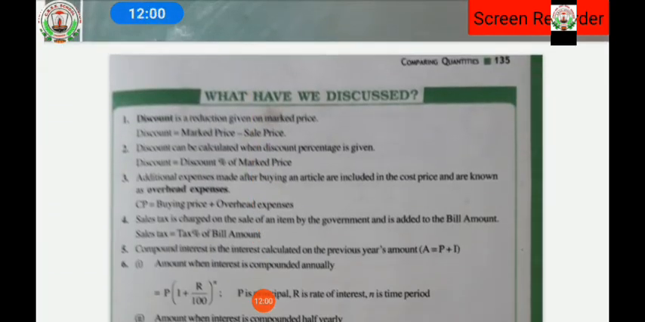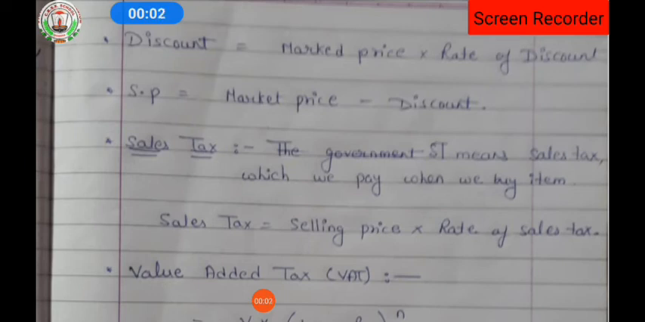This is the page which is blank. Here we are going to see the discount. So discount is equals to market price into rate of discount. So selling price is equals to market price minus discount.